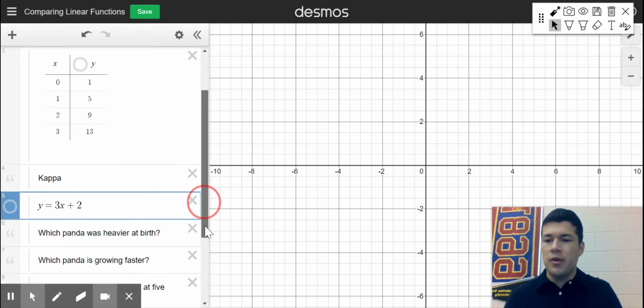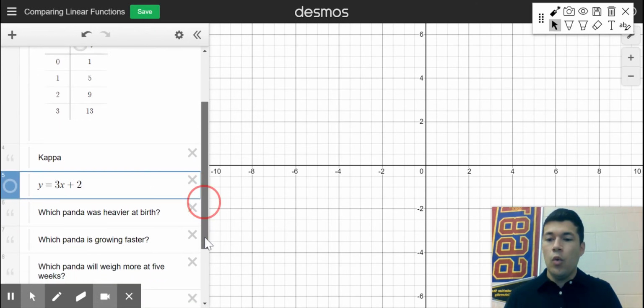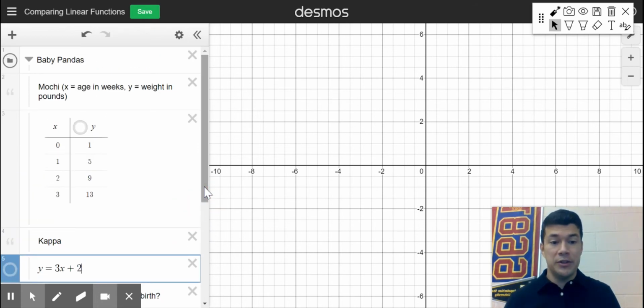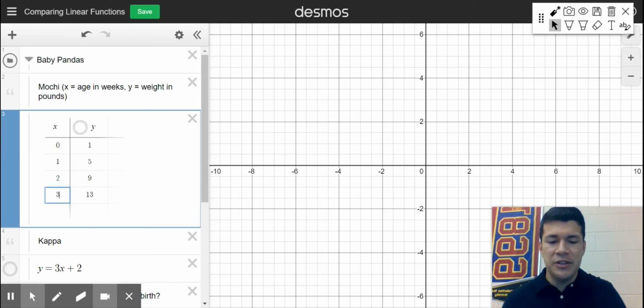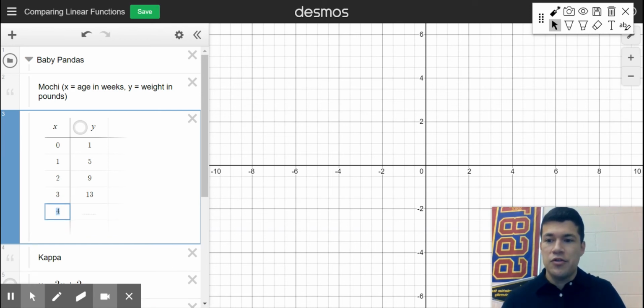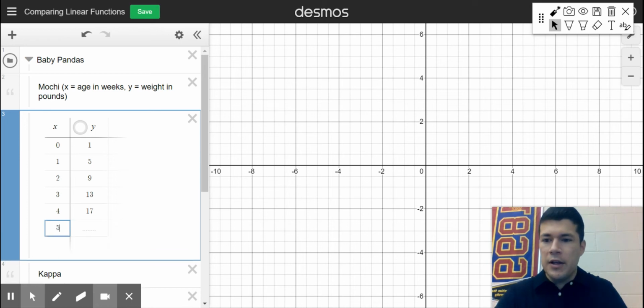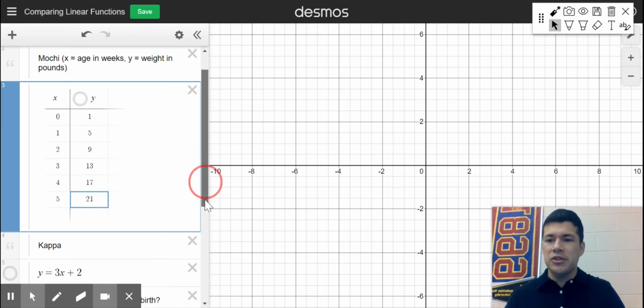One more question. Which panda will weigh more at 5 weeks? So let's take a look at that one. We're given information that Mochi is going to weigh 13 pounds at 3 weeks. We could assume that if we add 4, we get 4 weeks. All right. So let's add 4 more. So we get 17. And we could add 4 more and get 21. All right. So it looks like it's going to weigh 21 pounds.